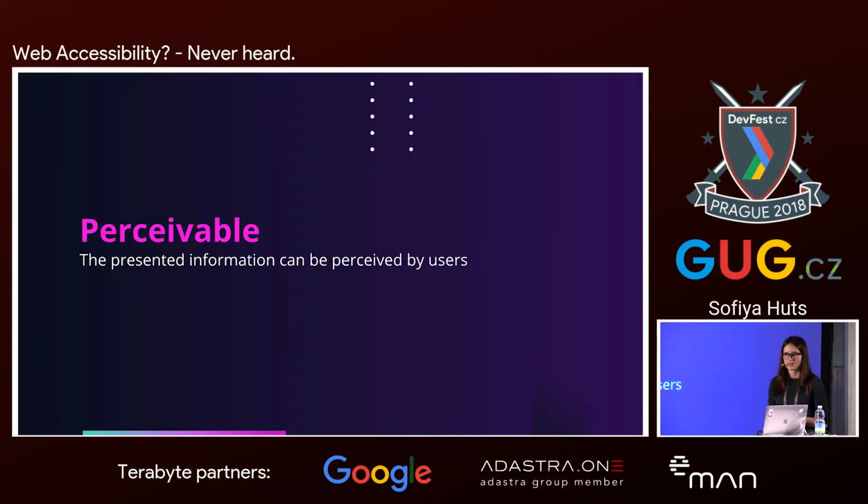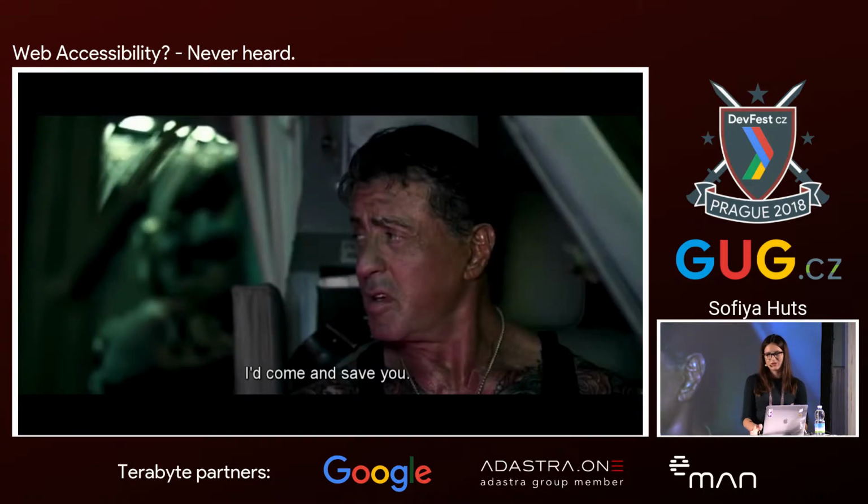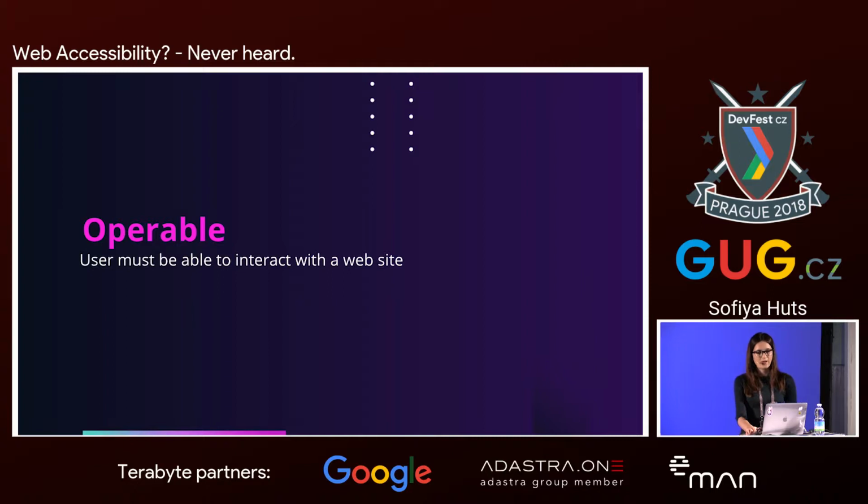Perceivable. The users must have the opportunity to perceive information presented on the website. Do you hear me? Yes? OK, I felt like I got lost. And so if you're deaf and there is some video on the website, you still have the possibility to perceive this information using captions.